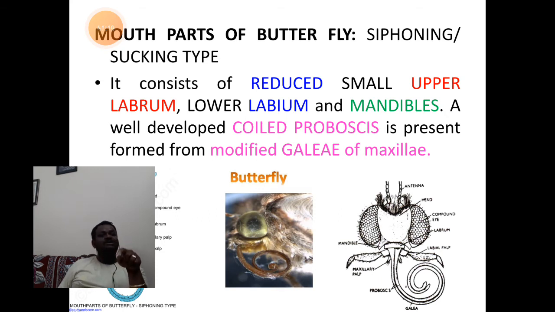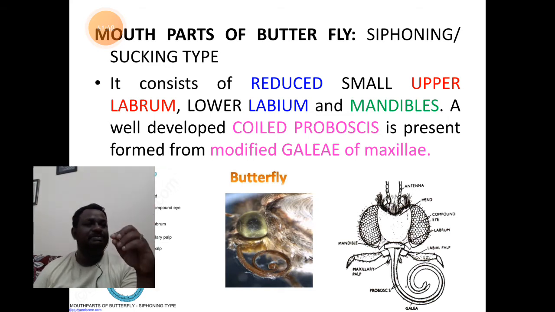You know maxilla consists of galea and lacinia. So the galeae of the 2 maxillae, right and left side, unite, they come closer to form that tube-like structure. At the time of feeding they are united, and at the time of resting they separate out, so that there is rolling or coiling of these maxillary structures. So proboscis plays a very important role at the time of feeding.